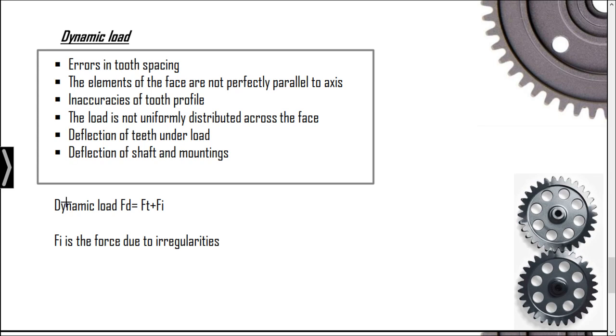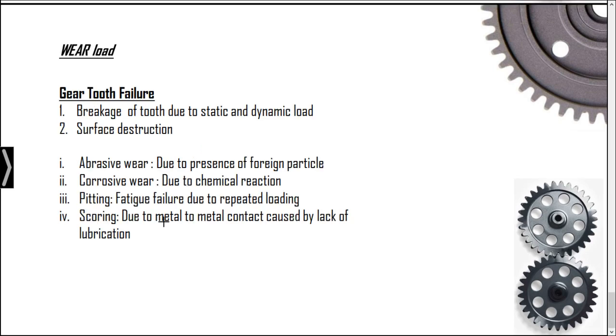So these dynamic forces also have to be accounted for when we design a gear. Dynamic load consists of two forces: one is the tangential load, and the second one is the forces due to the irregularities. And the irregularities we have already discussed. These are the irregularities that result in the dynamic load, so this load also has to be considered while designing the gear. And finally, the wear load.